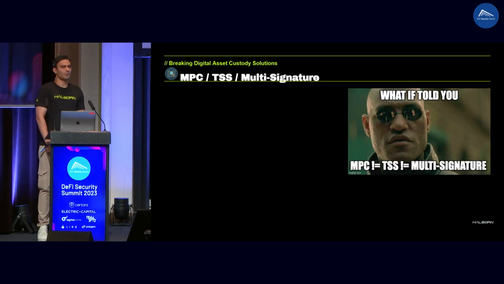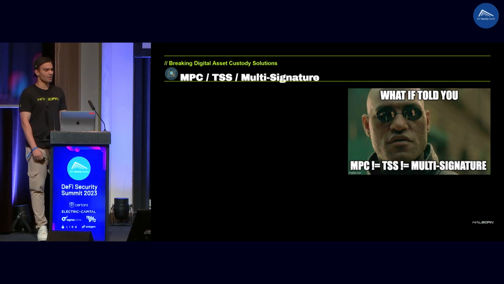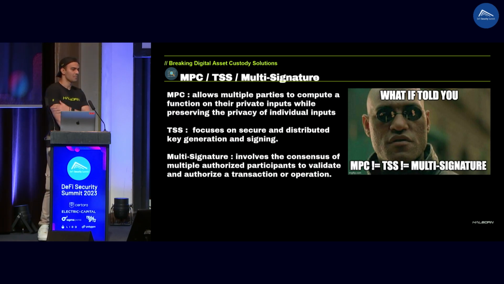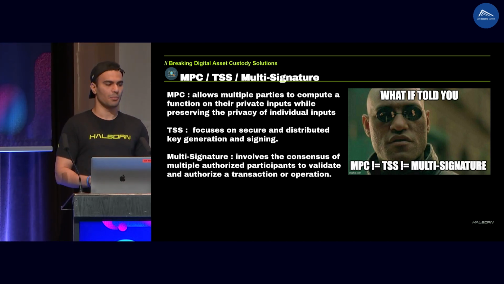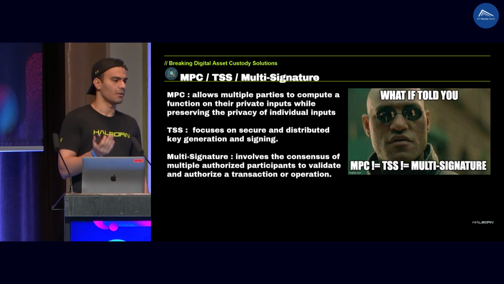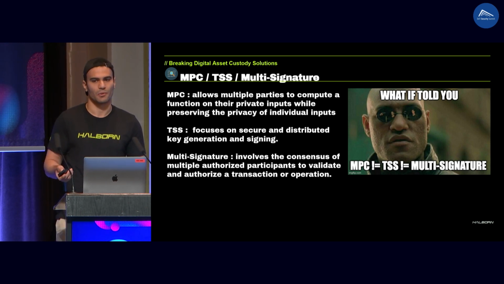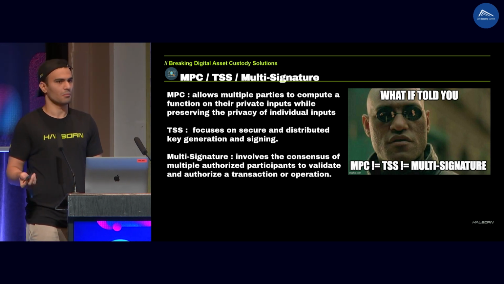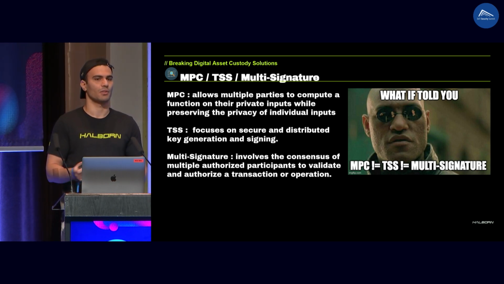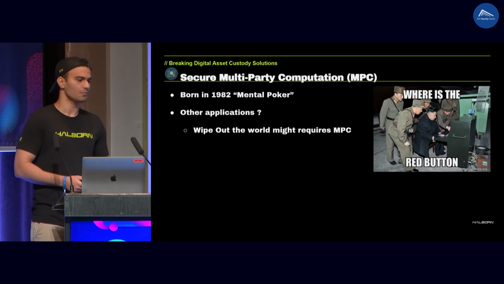So the core functionality of a custody solution is MPC or TSS or multi-signatures. They are not all the same, definitely. MPC uses multiple parties coming together to compute a value based on private inputs. TSS is distributed key generation, and the multi-signature wallet is just the multi-signature we use almost every day in our crypto life, where we have a group of people trying to authorize a specific transaction.